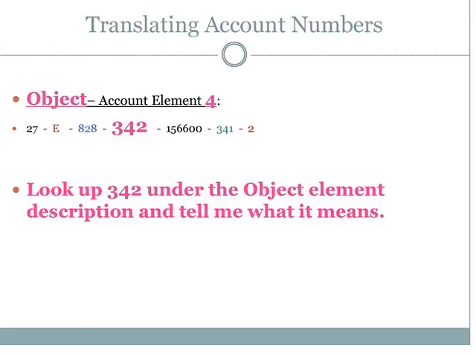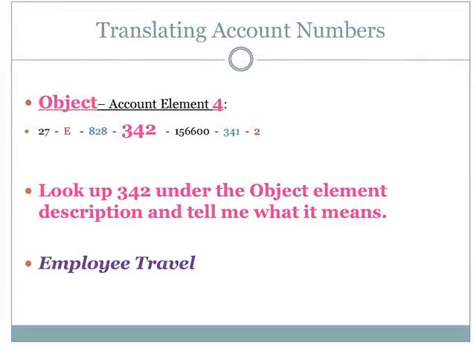Since this is prescribed by the DPI in its handbook, the 342 does carry a specific meaning which should be found in every district in the state. 342, statewide, is used to identify employee travel.